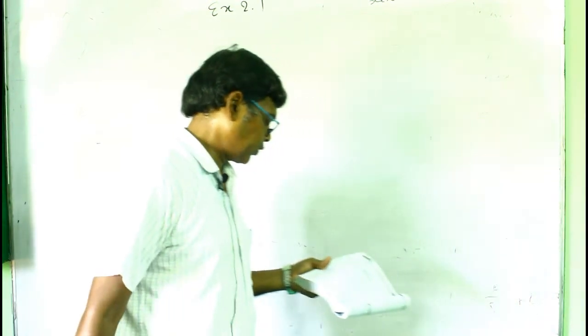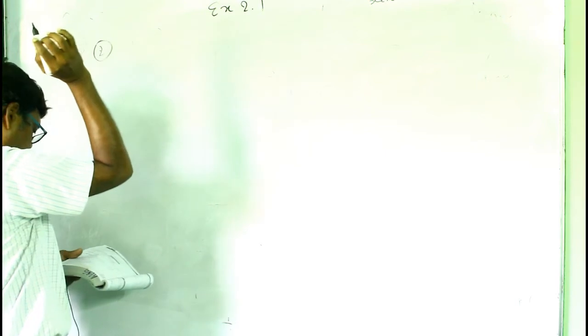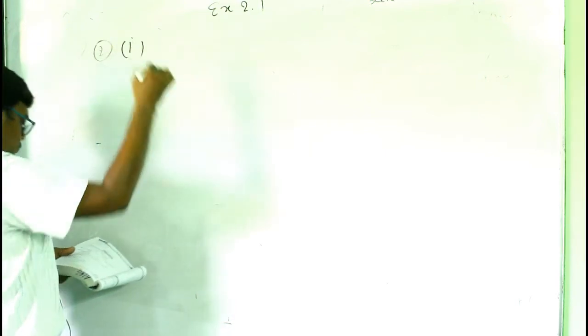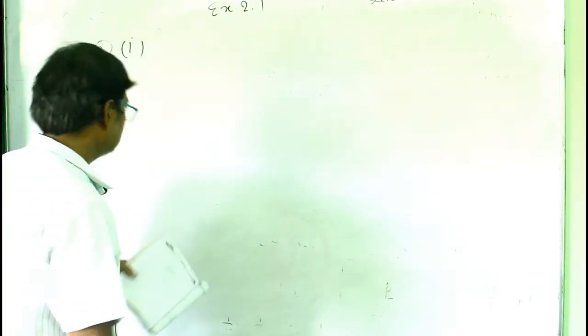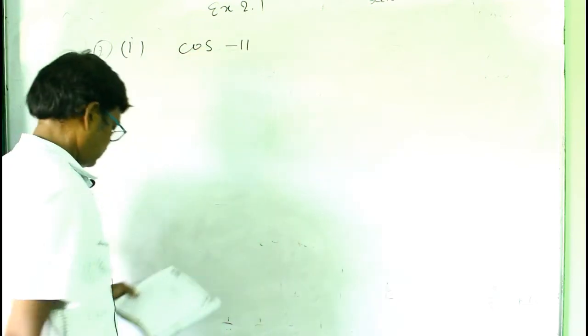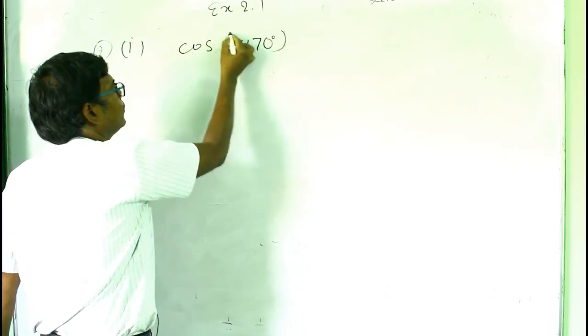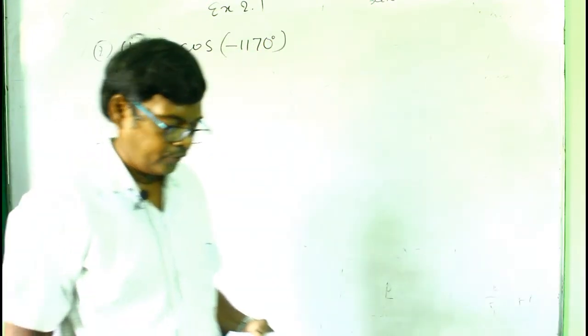So in the first question, you are given this question number 2.1. Okay, find the value of cos minus 1170 degree. Okay, we have to find the value of this angle.